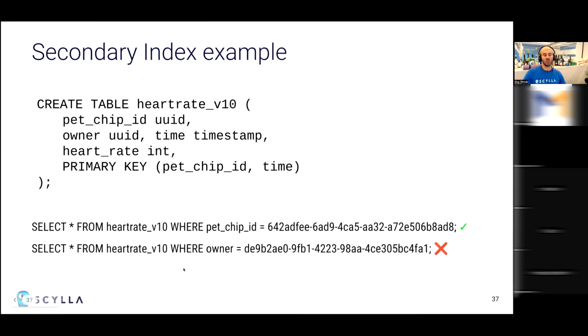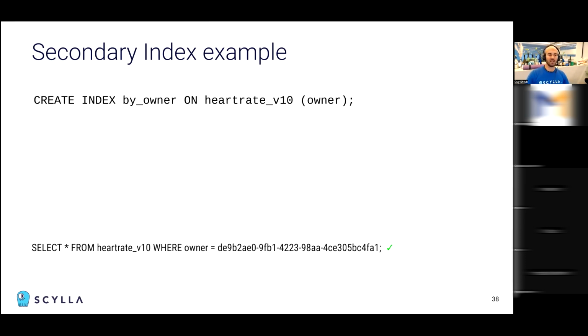However, if we try to query according to the owner, which is neither the partition key nor the clustering key, then this query is going to fail, right? Because, like I mentioned, the partition key is not provided. The database won't know where our data exists. It would have to do a full table scan and scan all the nodes to find this data. So this would fail, and we can overcome this by defining an index on the table.